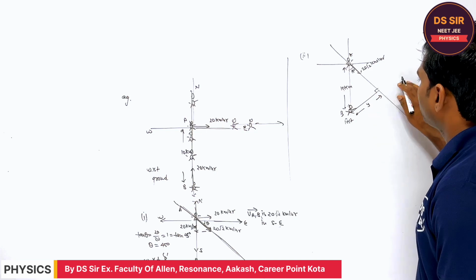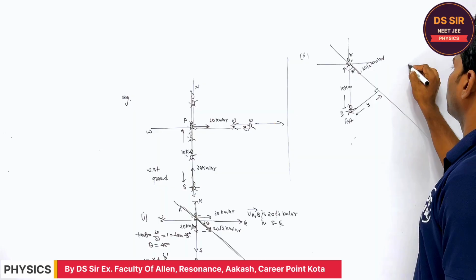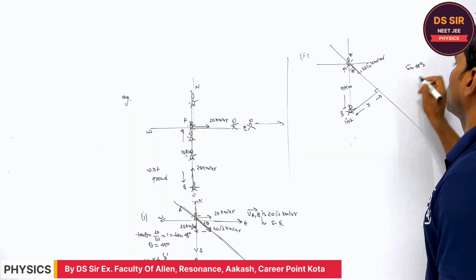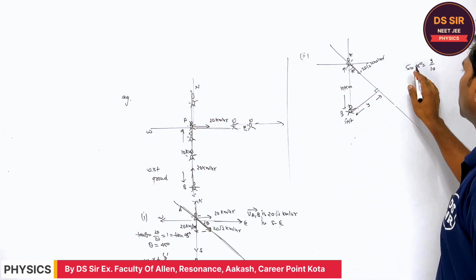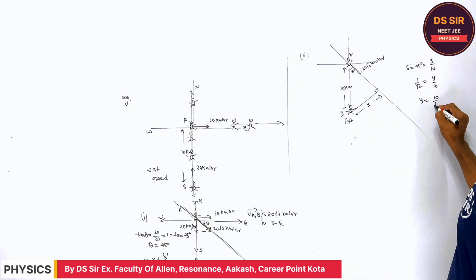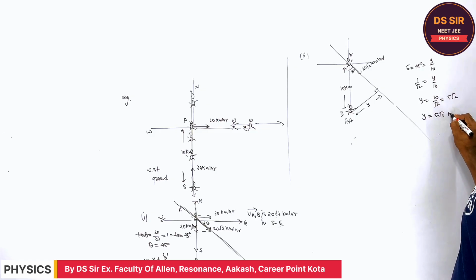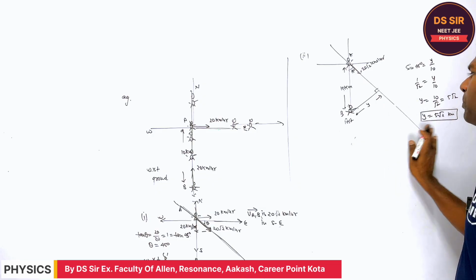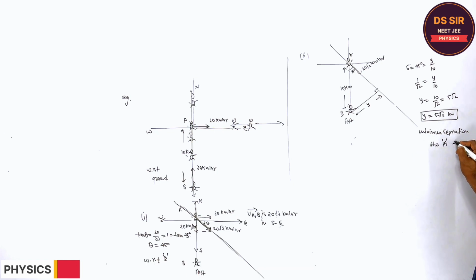Suppose I am assuming this is y. So sine 45 is equal to perpendicular upon hypotenuse. This is the hypotenuse. 1 by root 2 is equal to y upon 10. So y is equal to 10 upon root 2, which is equal to 5 root 2. 5 root 2 kilometer is the minimum separation between A and B.